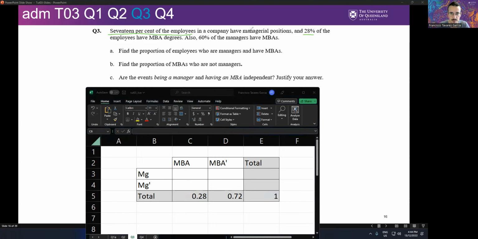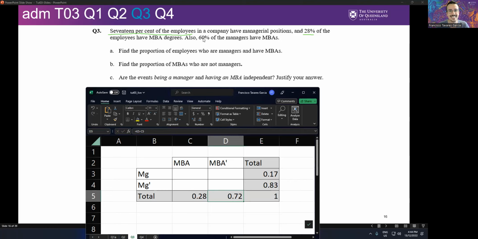17% of the employees have a managerial position. Let's go there. MG for manager, 0.17. Therefore, how many are not managers? Let's go there. 83% of the employees are not managers. Perfect.